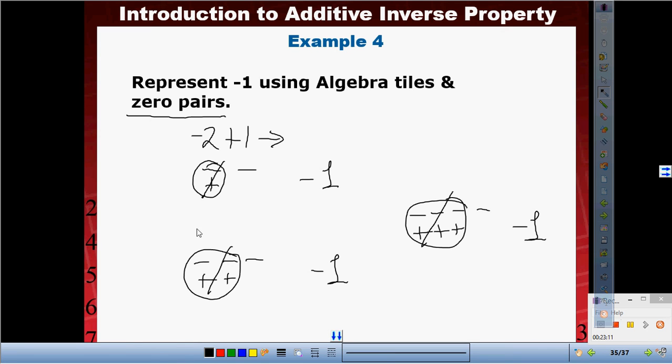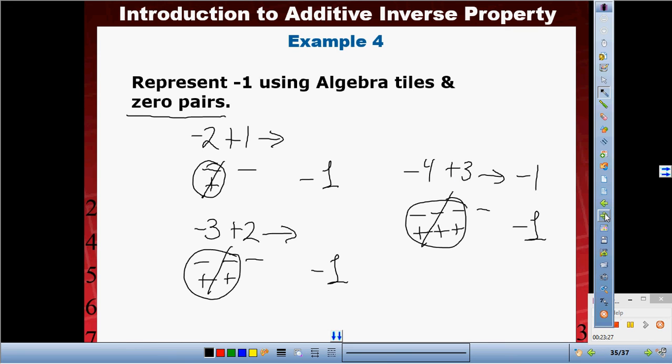Let me show you this one. What is my negative number? Negative 3. What's my positive number? 2. Does that represent negative 1? Yes. Look at this one. Negative 4 plus 3, and that is negative 1. Let me go to the next example.